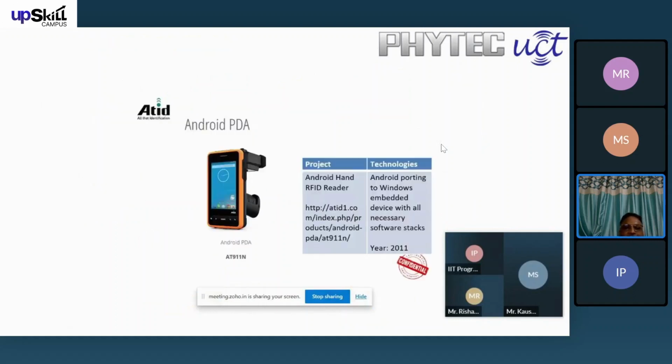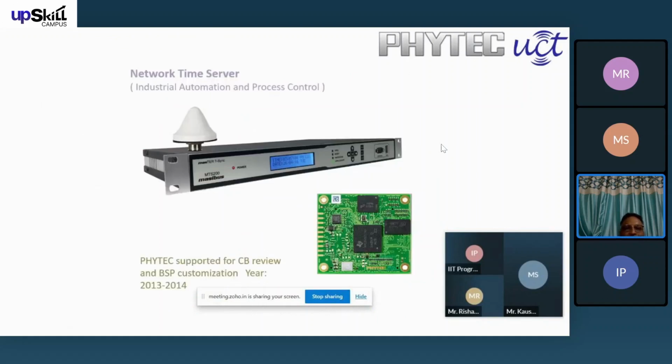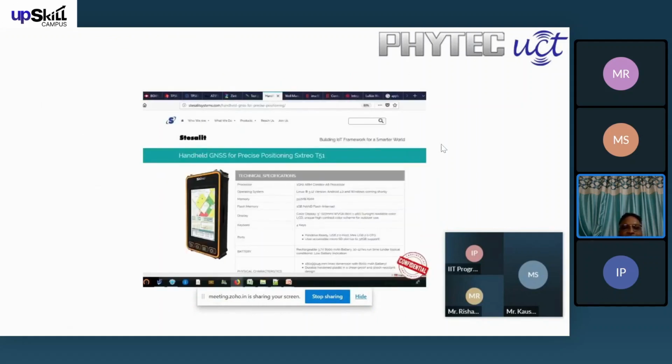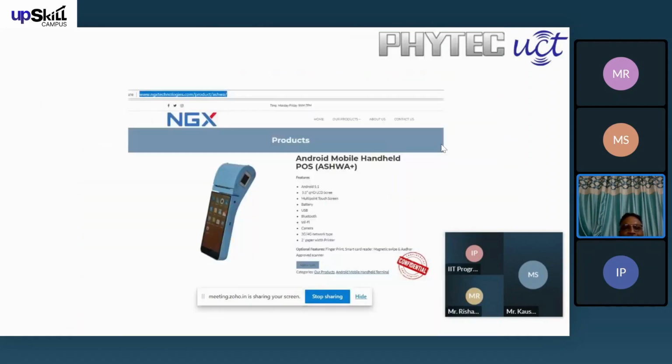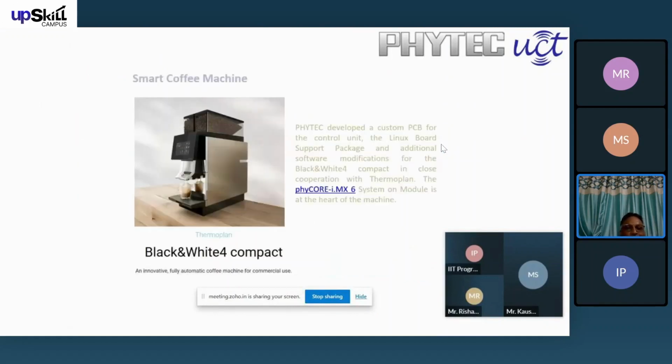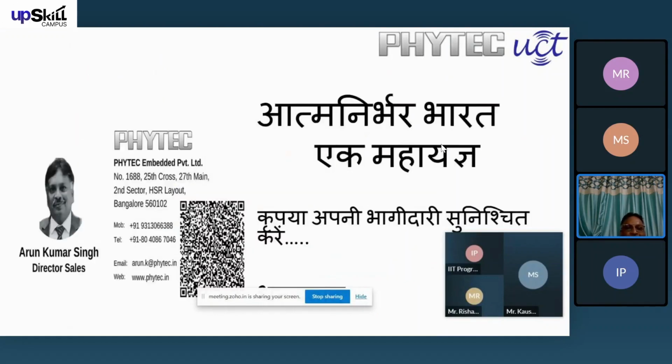This is an Android PDA we made a long time back, and a network time server. Stesalet is using our handheld GNSS, Smart Eye, biometrics, NGX, ECIL. If you go to an airport, there are also four-door controllers. This is our small presentation about digital transformation with the help of FiTech. Thank you very much. If you have any questions, you can ask.